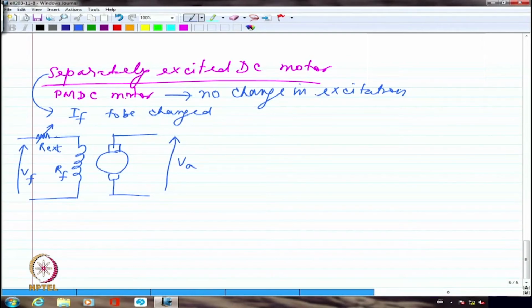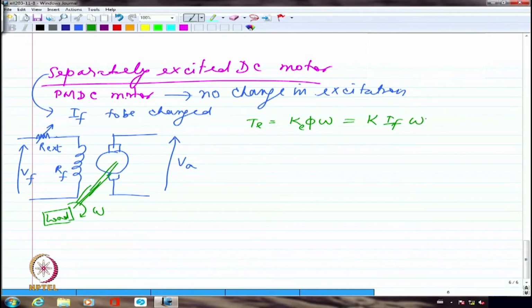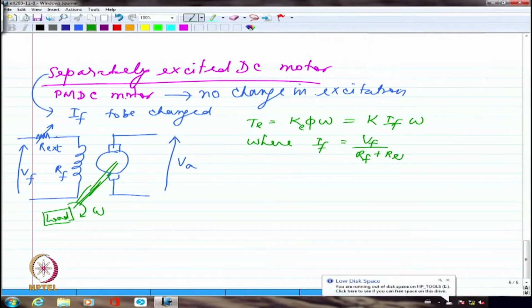So this is the armature voltage, and we are going to have a shaft which is connected to this, to which the load is connected. So I am going to have a mechanical load which is rotating at a speed of omega because of the torque imparted by the motor to the shaft, and hence to the load system as well. So I am going to have TE equal to K phi omega. I may call this KE phi omega. So I can write this as some K into IF multiplied by omega, where IF is going to be VF divided by RF plus R external, if I am having an external resistance also connected in the field circuit.